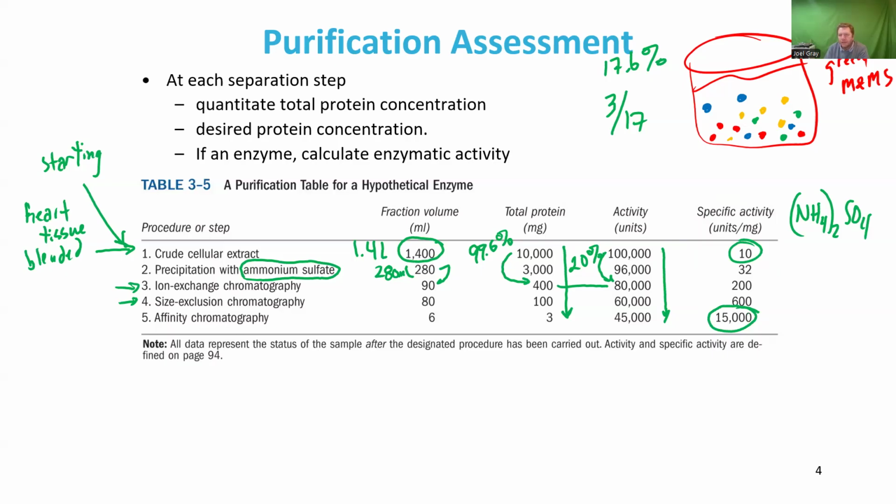What that means is that if you look at your total protein, 3 milligrams, we got rid of 99.97% of the protein. But what amount of our enzyme did we lose? We lost 55%. But what this high number means is we got rid of lots of protein, but saved what mattered.